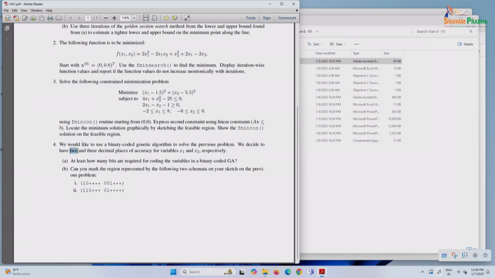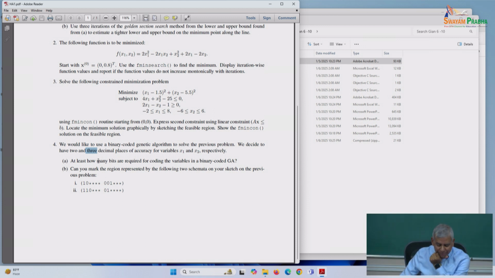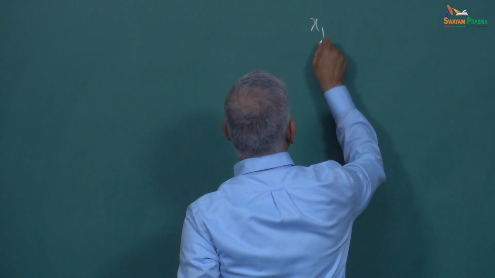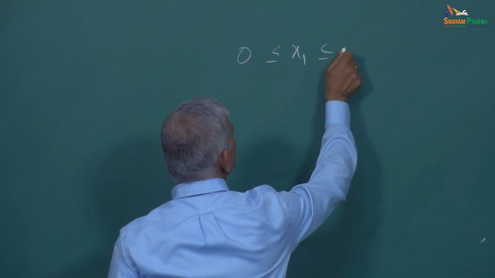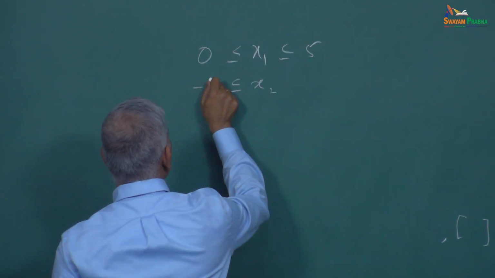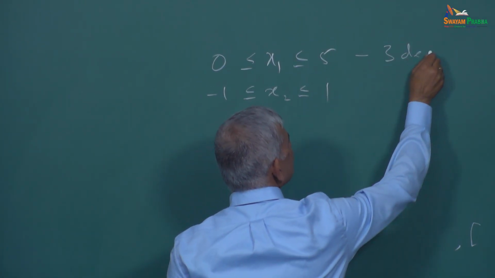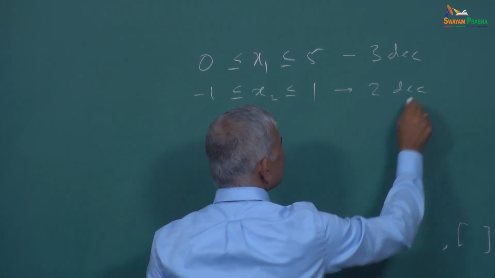We want to have 2 decimal places of accuracy for variable x1 and 3 decimal places of accuracy for variable x2. How many bits are needed? For x1 you see the lower bound and upper bound are -2 and 8, and for x2 it is -6 to 6. I'll use the board, not for this problem, but let's say I've got another problem where x1 goes from 0 to 5 and x2 goes from -1 to +1. And I want 3 decimal places of accuracy here and 2 decimal places of accuracy here.